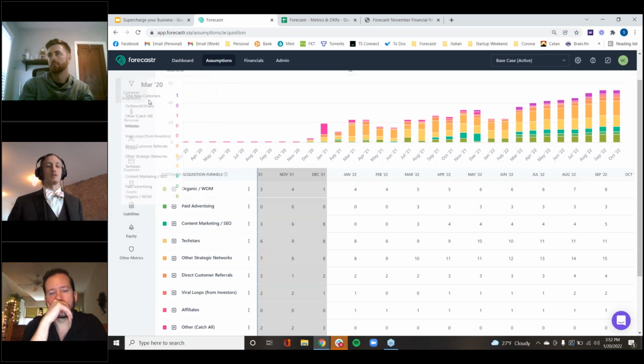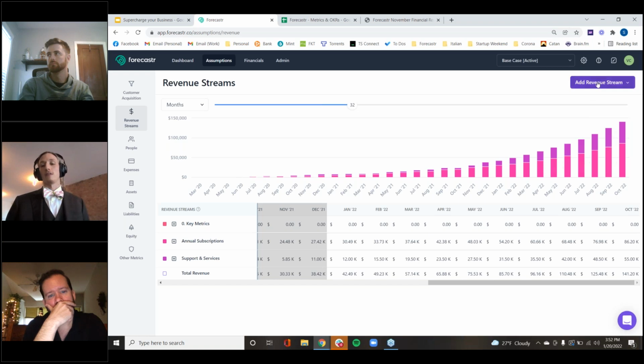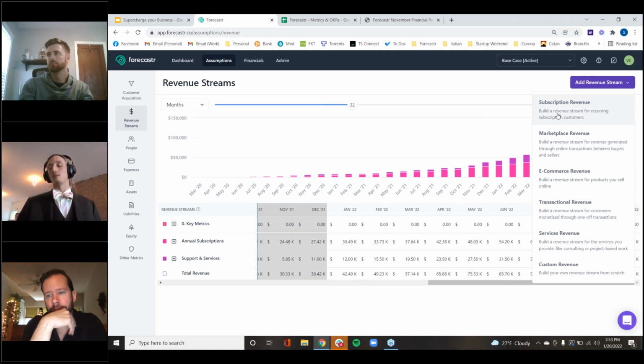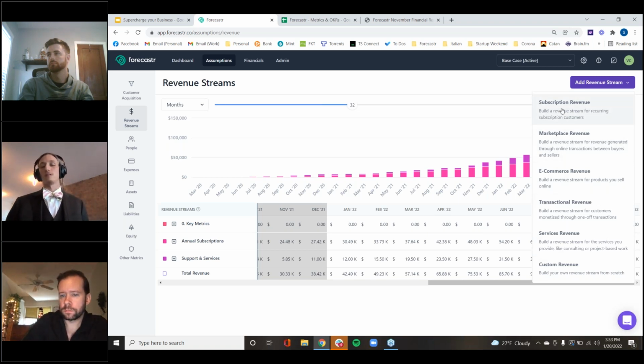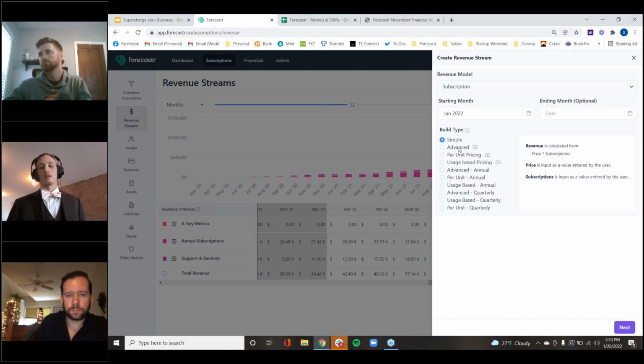And the same is true for really all aspects of Forecastr, but specifically the revenue is where there's so much variation, because everybody has it a little bit differently. So on the revenue side, it's a similar setup where you have a whole list of templates: services, transactional, e-commerce, marketplace, subscription, of all these different revenue types. And then within that, you have a bunch of different templates. If you're a fixed fee subscription, like you charge a set price every month, there's a template for that.